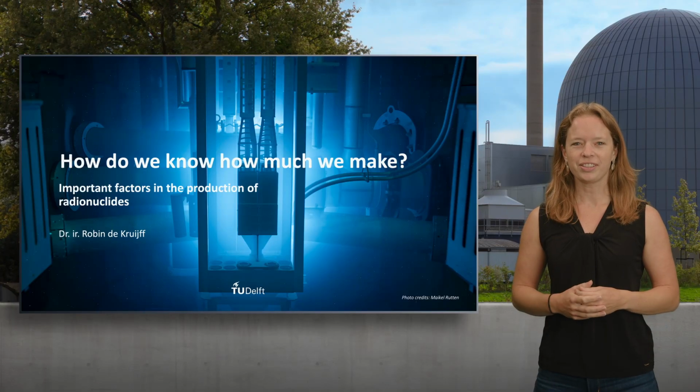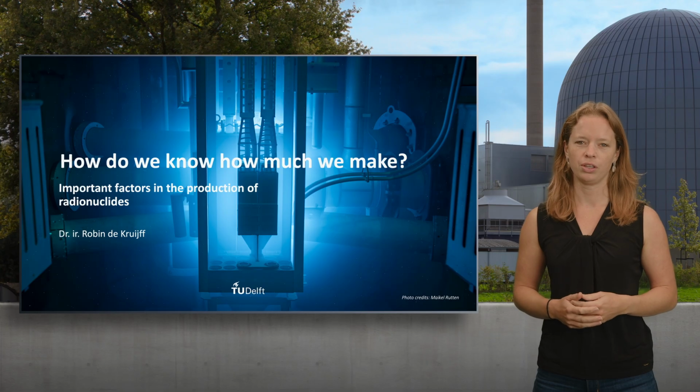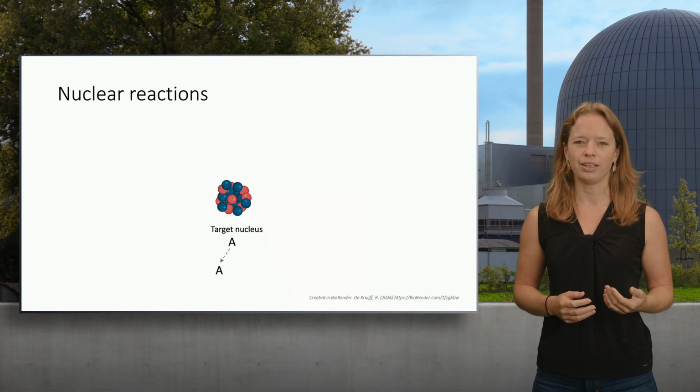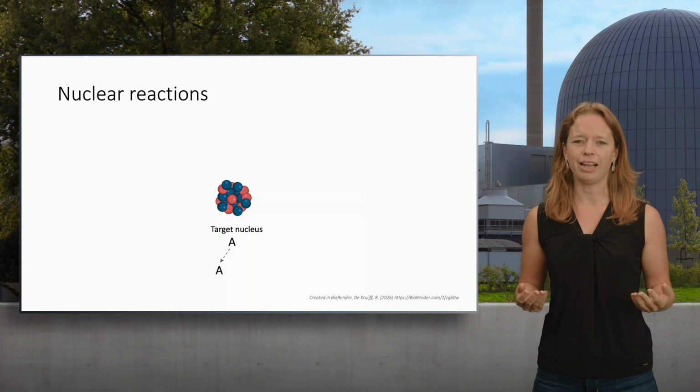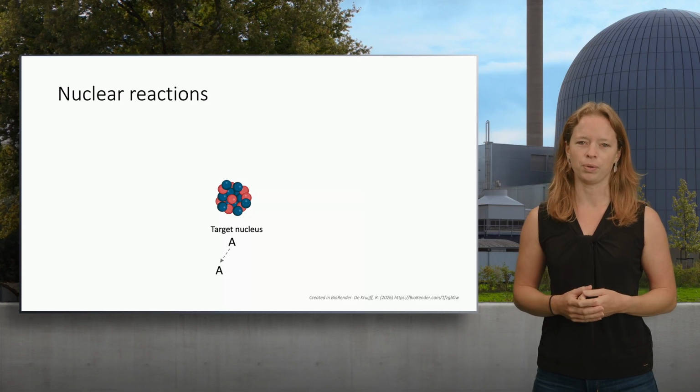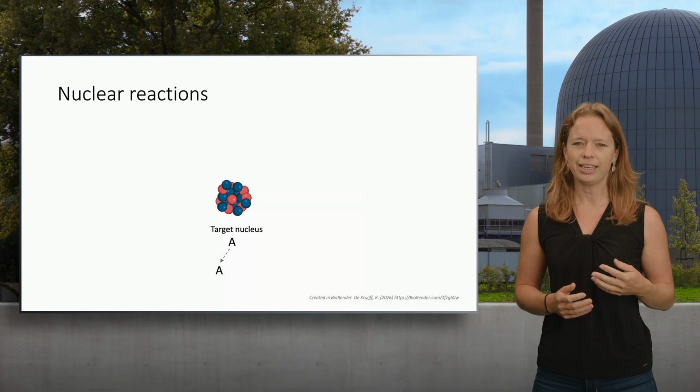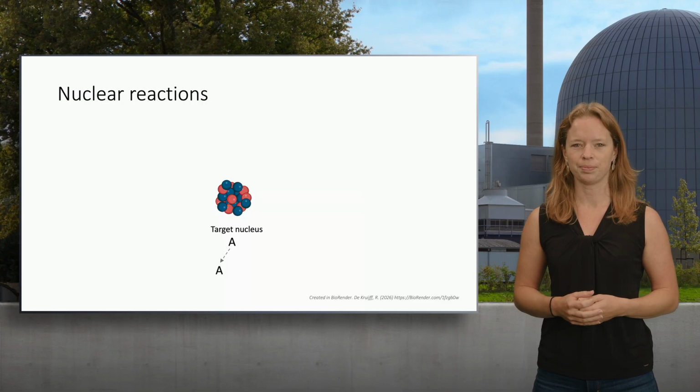Hi! Today we'll discuss the factors that influence how much of a radionuclide we will produce. To produce a radionuclide, you have to irradiate a target material, which really can be any element depending on the radionuclide you want to produce. Let's take a look at target nucleus A.